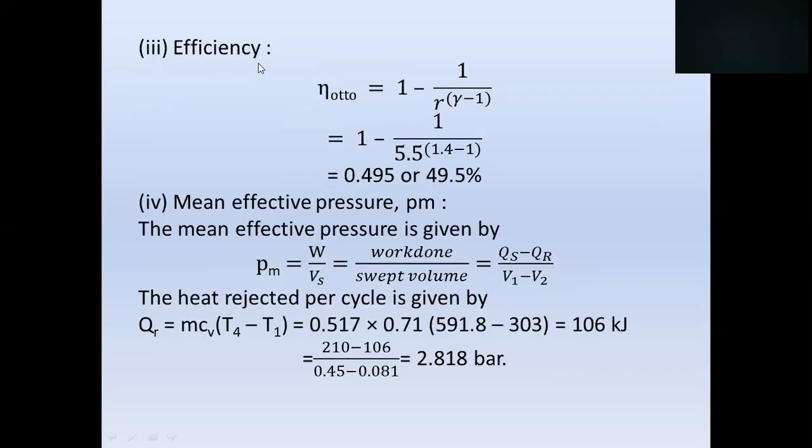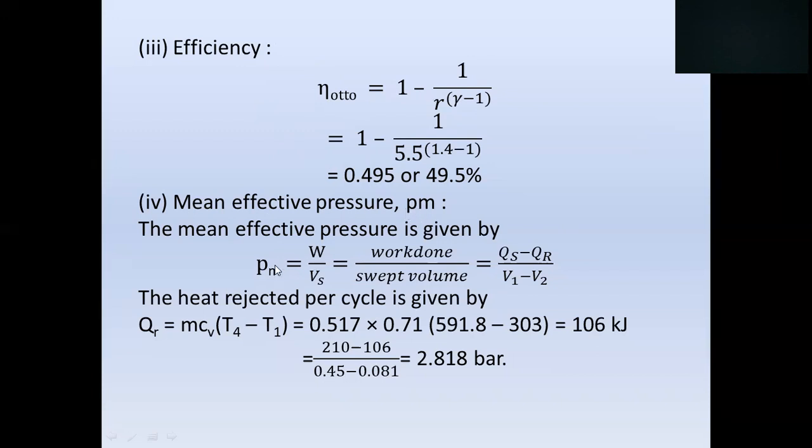Third, efficiency. So eta, symbol eta. Eta is equal to 1 minus 1 by R power gamma minus 1. So R is the compression ratio, 1 minus 1 divided by R, compression ratio value is 5.5, the whole power gamma minus 1, gamma value is 1.4. You get the efficiency as 49.5%.